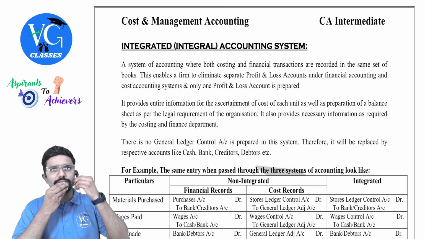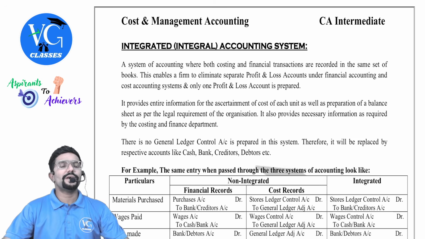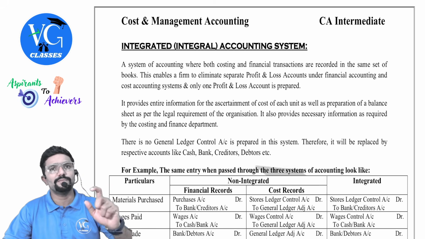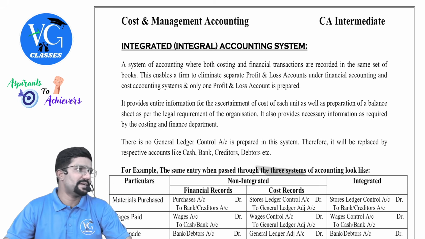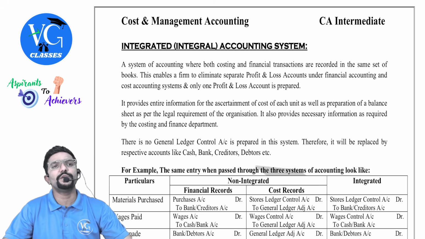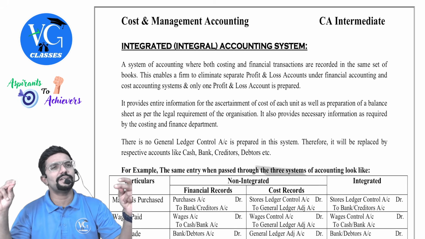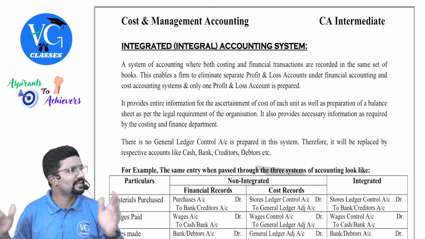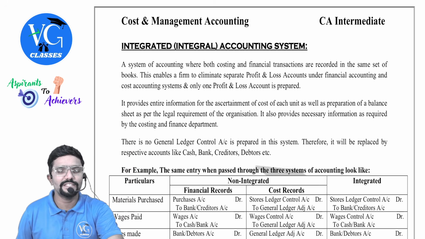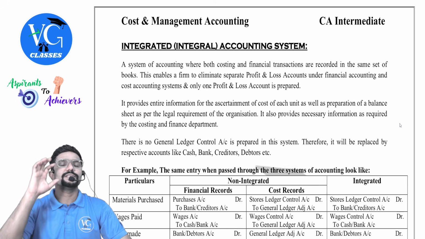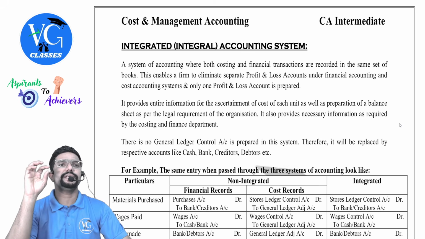Yes, students. Yesterday we discussed the non-integrated accounting system: how we pass the journal entries and prepare the ledger accounts in cost books under non-integrated. Today we shall get into the integrated accounting system. Very easy. If you have understood non-integrated cost books, then this becomes very easy. Simple. First, let us discuss what is integrated.